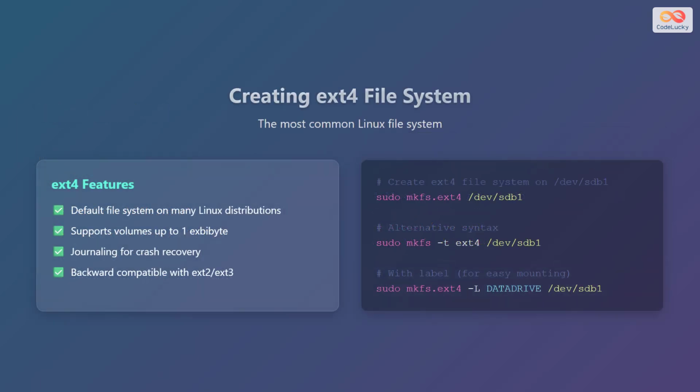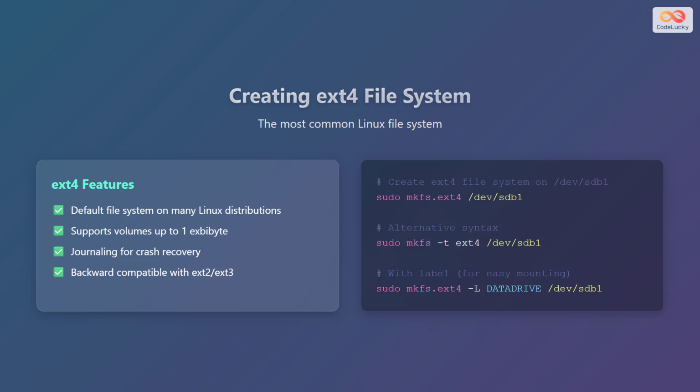Let's explore how to create an ext4 file system, the most common Linux file system. Ext4 is the default file system on many Linux distributions. It supports volumes up to 1 exabyte. It also features journaling for crash recovery and is backward compatible with ext2 and ext3.